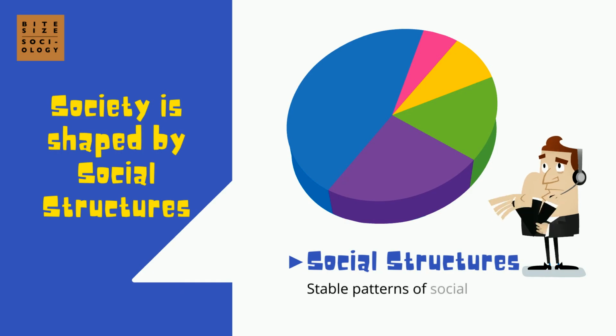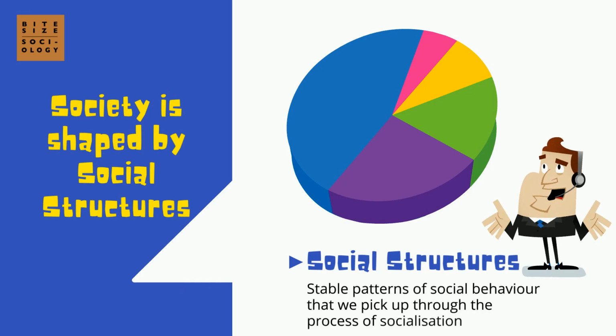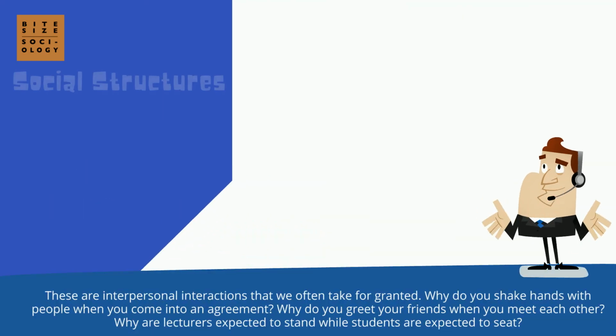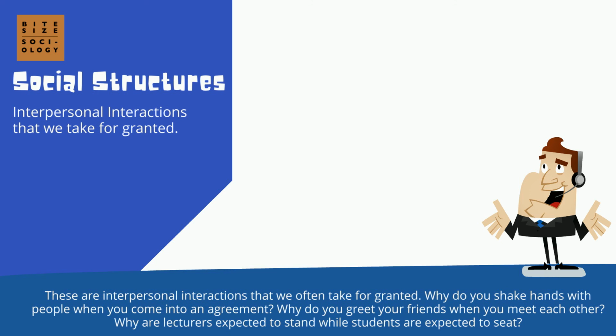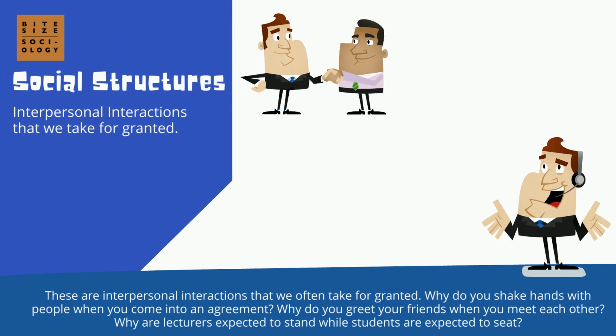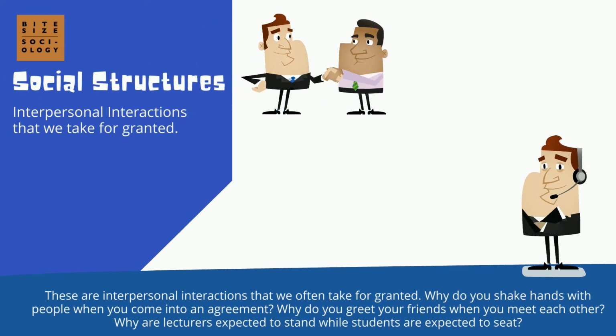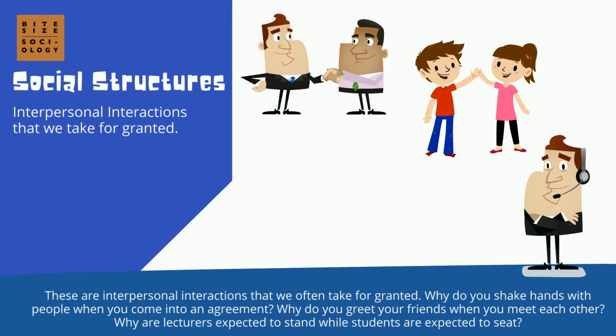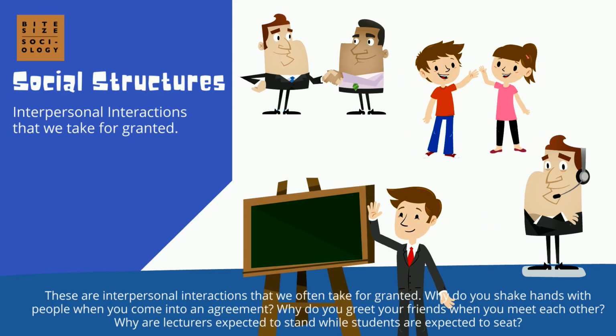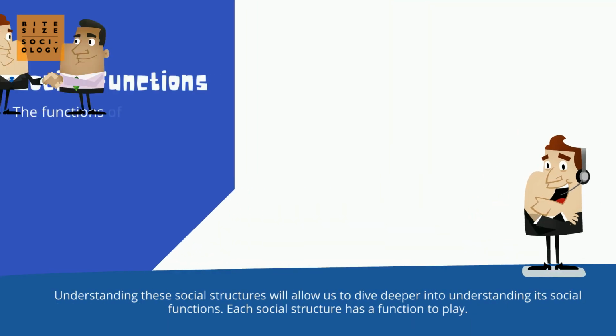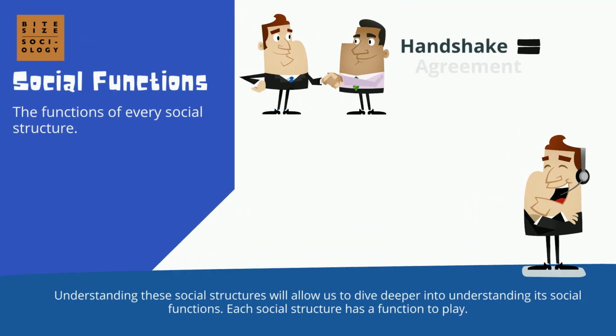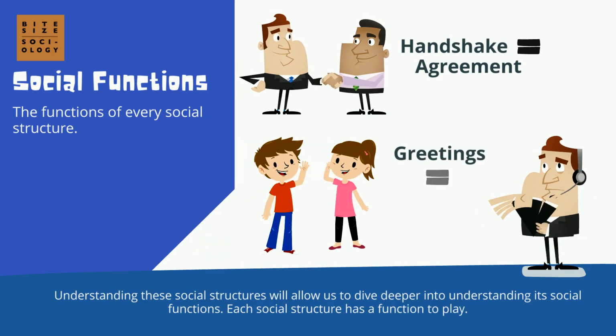These social structures are stable patterns of social behavior that we pick up through the process of socialization. These are interpersonal interactions that we often take for granted. Why do you shake hands with people when you come into an agreement? Why do you greet your friends when you meet each other? Why are lecturers expected to stand while students are expected to sit? Understanding these social structures will allow us to dive deeper into understanding its social functions.